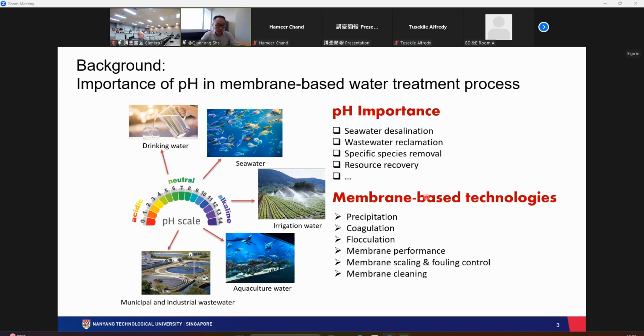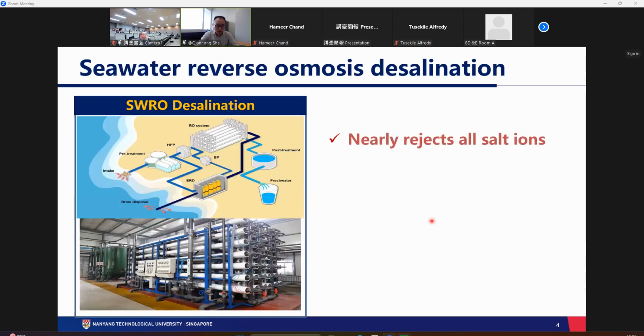In the engineering system, a membrane-based system is very important. It has been widely used in seawater desalination, wastewater reclamation, separation of specific ions, and also resource recovery. In the membrane-based treatment process, there is not only the membrane, but also pretreatment, such as precipitation, coagulation, flocculation, and also the post-treatment. In all of these processes, we need to think about the pH. pH plays a very important role in determining the treatment efficiency and also the membrane performance, such as fouling and scaling.